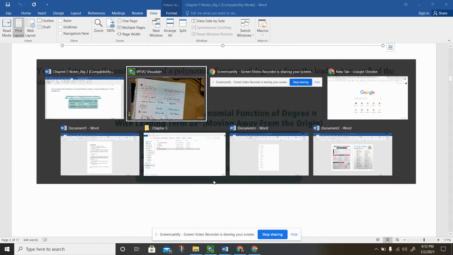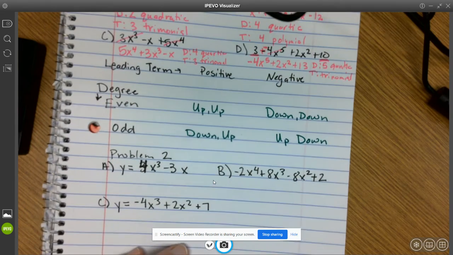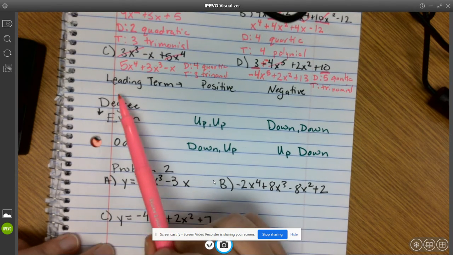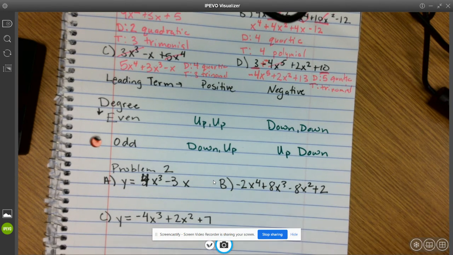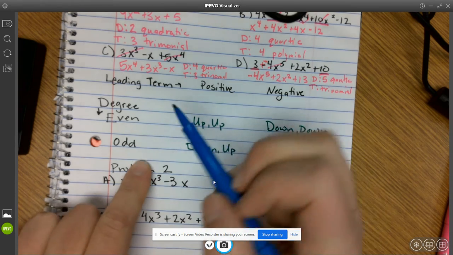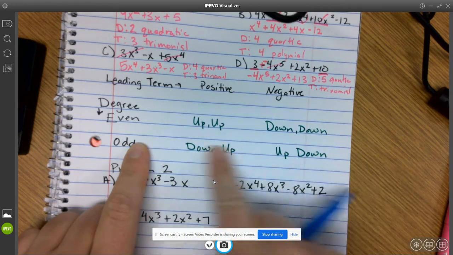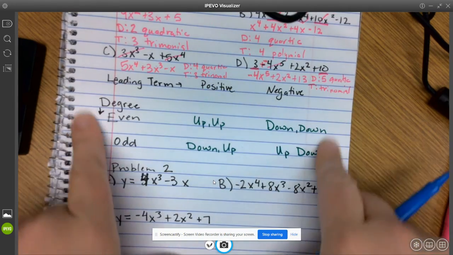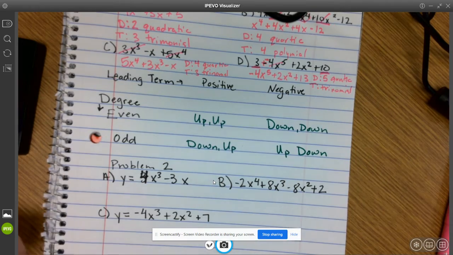Actually, I would rather have you write down what I have. This is what we look at. First, before we even do this, we have to make sure that we're in standard form. That first step that we just did, you have to make sure you're in standard form. So this is the chart that we would use. You would want to write this down right here so you have a good reference back.